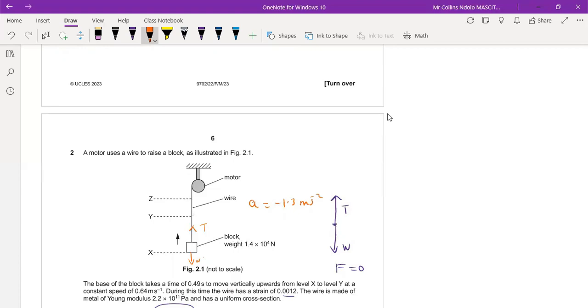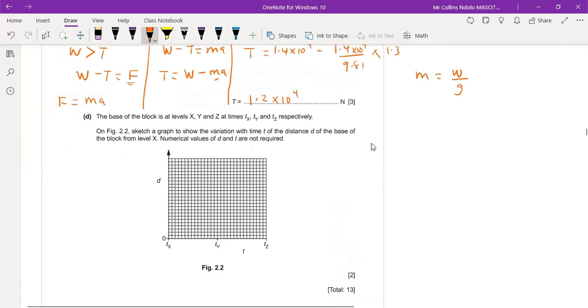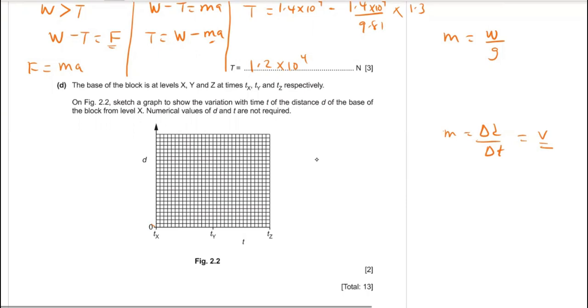Then from y to z, the body is decelerating. So if you plot a graph of distance against time, remember the gradient will be change in distance over change in time, which gives us speed. So the speed has to be constant. For speed to be constant, there must be a straight line from the origin. I want to be accurate. So a straight line from the origin until where we have ty. Please know that this must be a straight line.